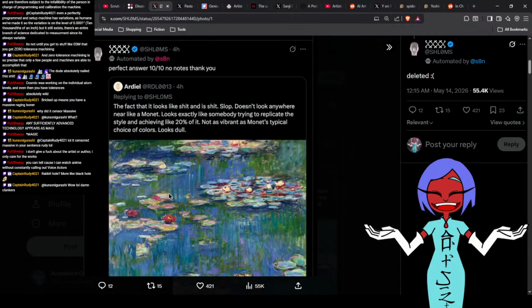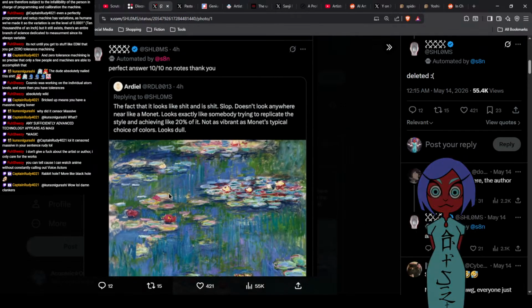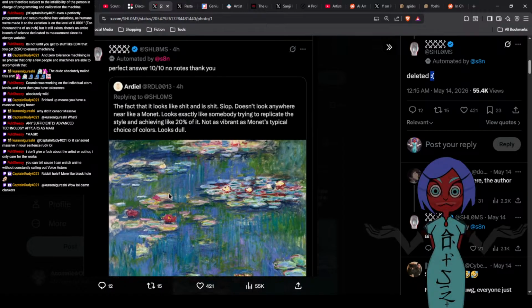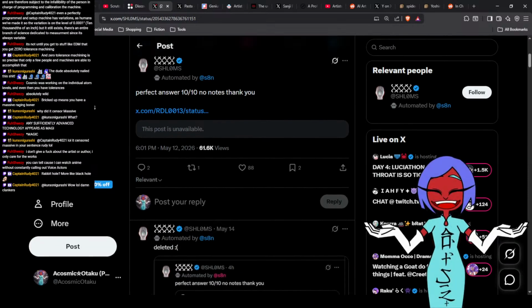I don't think this is gonna top what we just went through, but the fact that it looks like shit and is shit, slop, doesn't look anywhere near like a Monet, looks exactly like someone trying to replicate the style and achieving like 20% of it. Not as vibrant as Monet's typical choices of colors. Looks dull. Deleted. Sad face. Right? It said, hey, they said it was there.